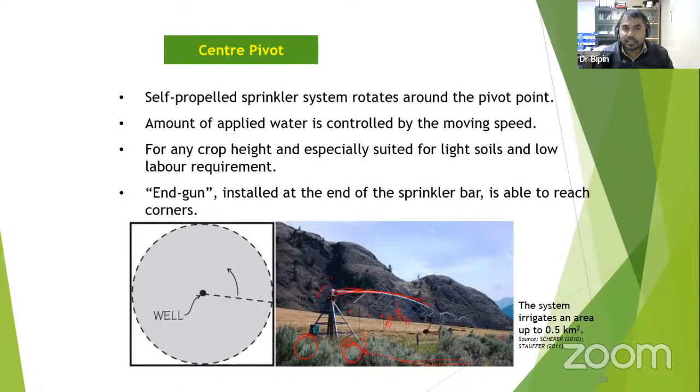This is also very common in most developed countries, where they have kilometer after kilometer of farm area. They irrigate their whole field by this method. There will be some wheels, and those wheels will run and walk throughout the whole field, and the whole field will be irrigated. So this is a central pivot system.